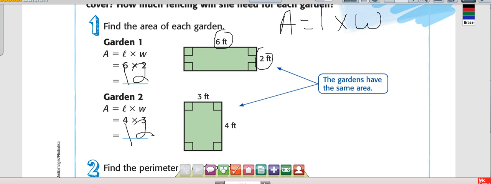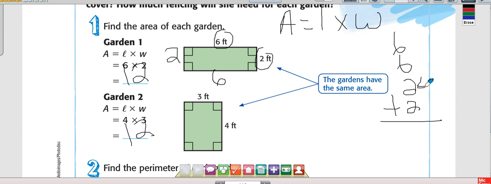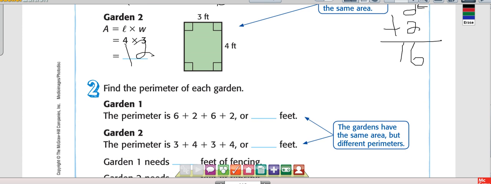Now look, I only see two numbers, right? But in a rectangle, the opposite sides are the same length. So if I have 6 at the top, how much is at the bottom? And 2 on the right, what's on the left? 2. And then I just add them all together. 6 plus 6 plus 2 plus 2. 6 plus 6 is 12. Plus 2 more is 14. Plus 2 more is 16. That's 16 feet.